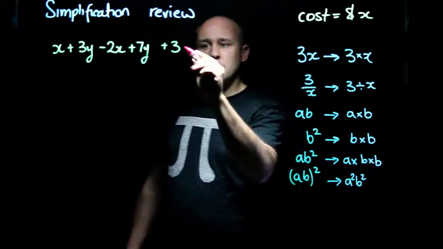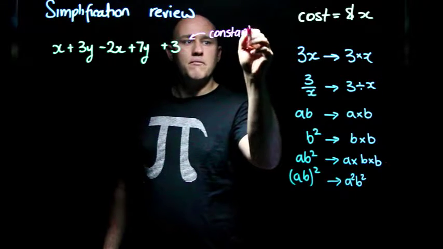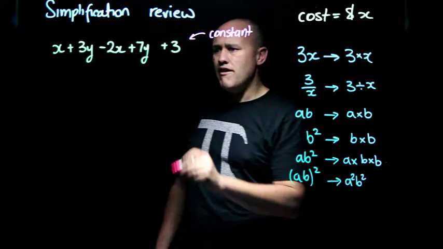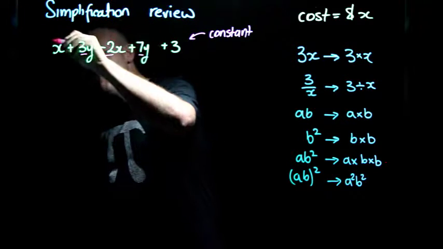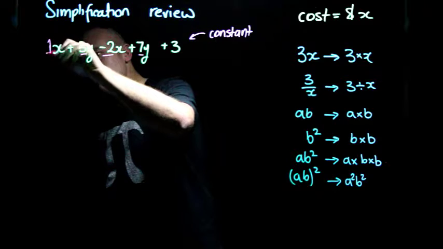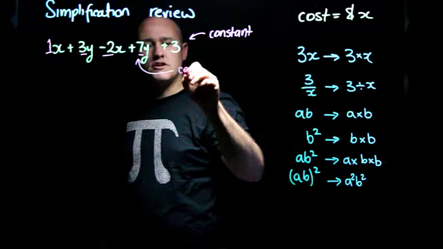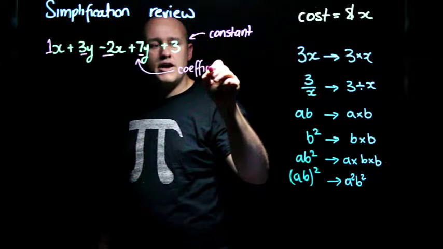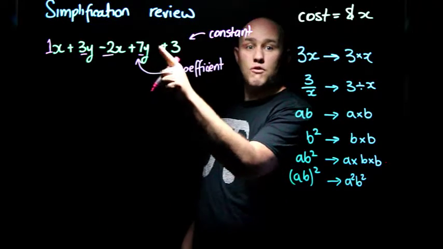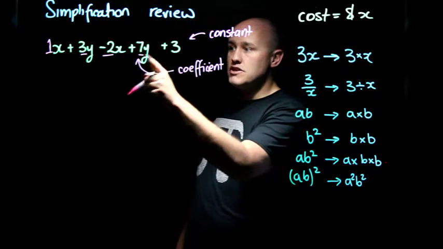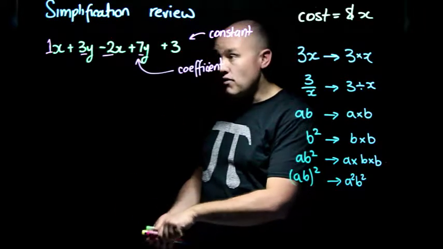This plus 3 is called a constant term because it's just a number. Whereas this 7, the negative 2, this 3, and the mystery 1 here, because if there's no number it means 1, they're all called coefficients. More accurately, it's called the coefficient of y. The coefficient of y is 7, but there are two y terms, so the coefficients of y are 3 and 7.